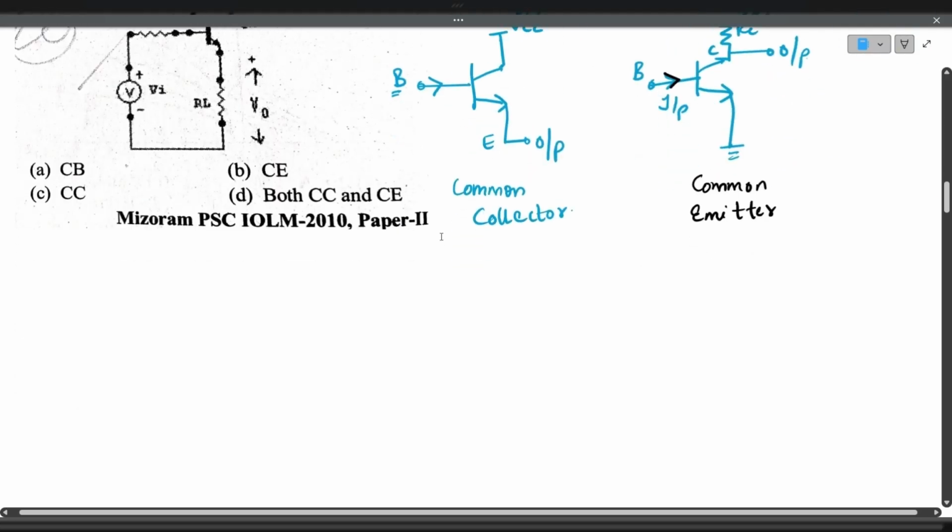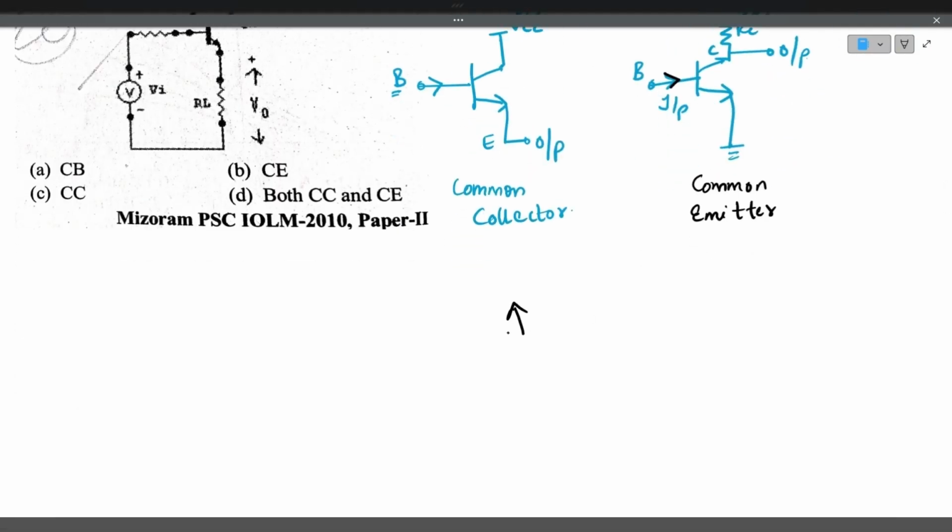Similarly, I'll draw one more circuit. Input is at the emitter. This is the emitter. I am giving input here, taking output at the collector. Now you tell me what this is. Input is at the emitter, output is at the collector. So the remaining terminal is the base. So this is a common base configuration. In this way you have to find out.